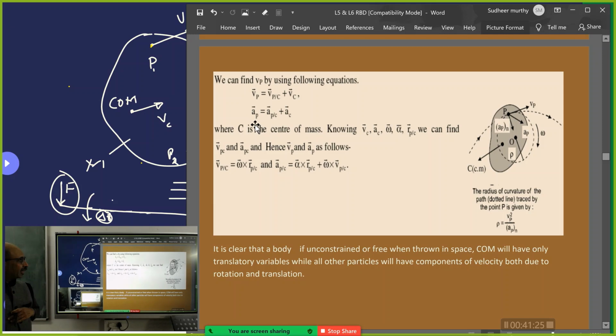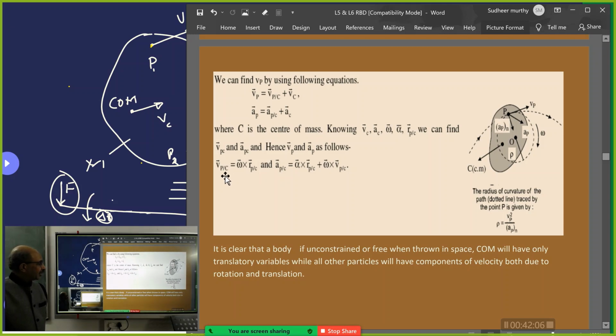Now, as you know, AP. If you differentiate the velocity with respect to time, then you will get AP, because this is AP, this is A bar P of C plus AC. So when C is the center of mass, knowing VC, AC, omega, alpha, RPC, we can find VPC and APC, and hence VP and AP as follows. I hope you understood this equation here.